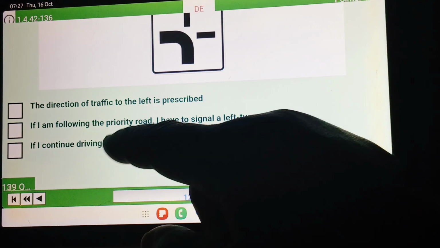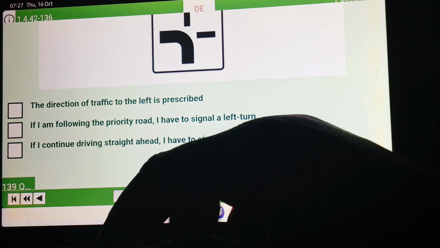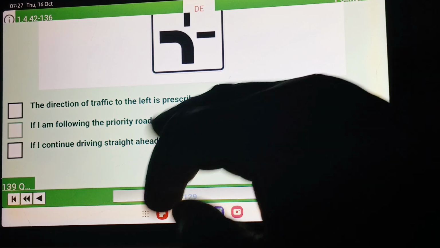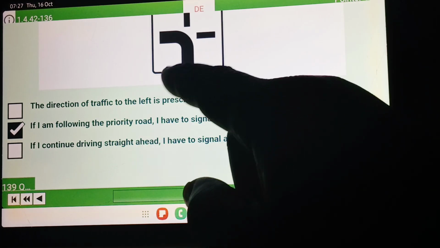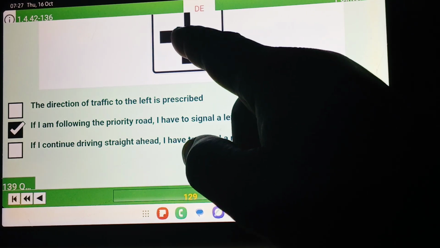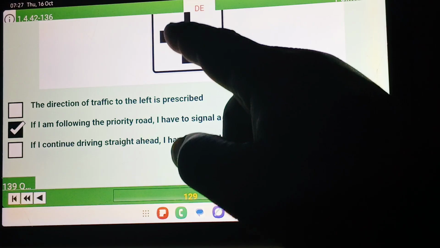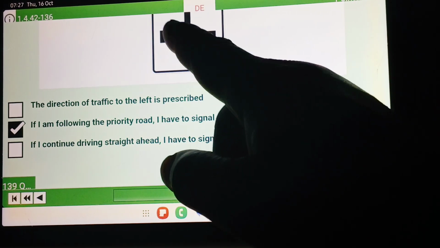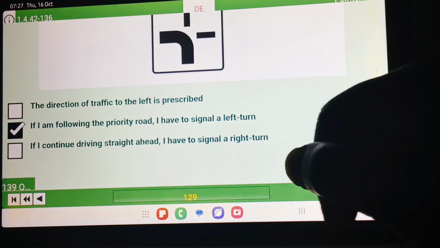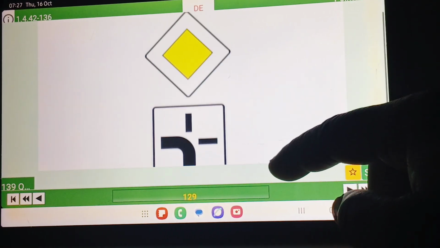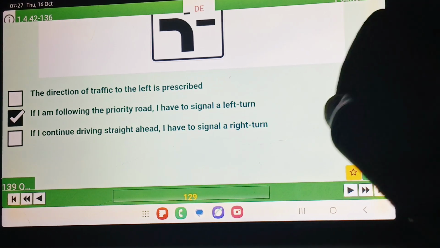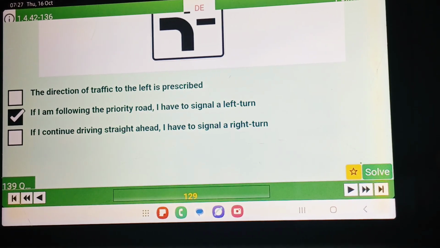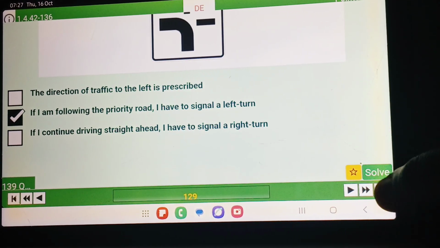The direction of traffic to the left is prescribed now. If I am following the priority road, I have to signal left. If you want to continue on this thick line, on this priority road, you have to signal the direction. You have to signal left. That's what you need to do, because the priority road is turning left. So you also need to signal. Blink.